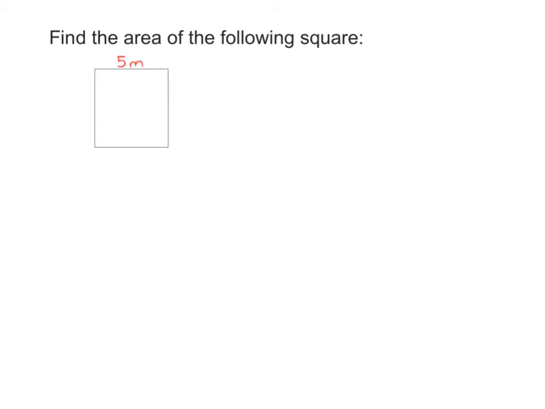Now we're going to be finding the area of a square. The area of a square is A equals side squared. Remember, since we have a square, every single side measures exactly the same thing. So 5 meters, 5 meters, 5 meters. Now, to find the area, the only thing we need to do is plug in one of the sides.